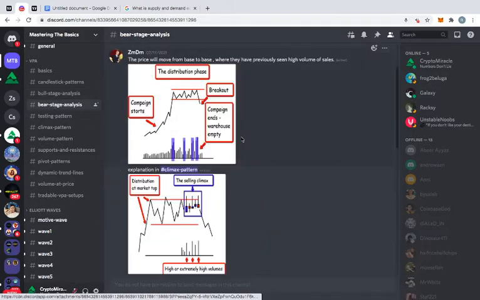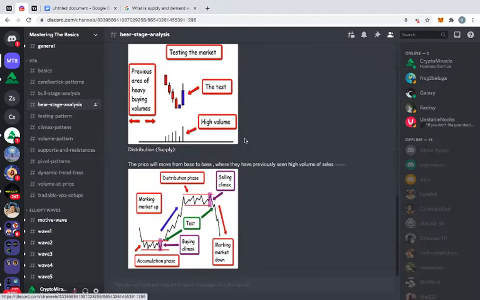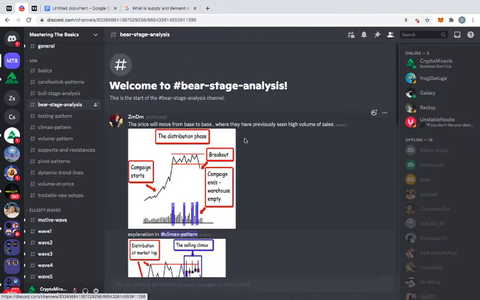Next, we're going to talk about the bear stage analysis. I guess I'll just do it in this video here. I was going to make a separate one, but it's all good. So bear stage analysis is the same thing, but it's in the distribution phase. And Stan has a rule in the distribution phase that volume doesn't have to be big like the accumulation phase, but it should be, because this is where a lot of people get trapped at the top of the market.